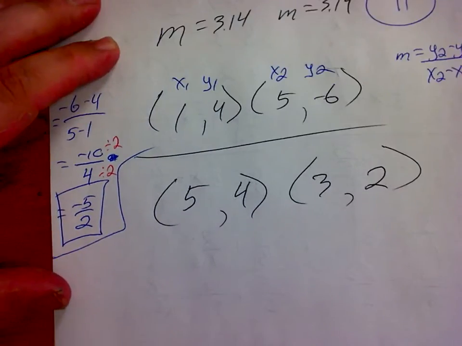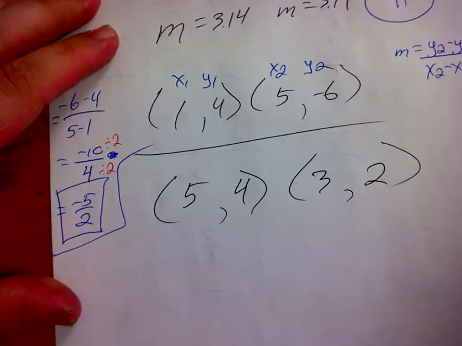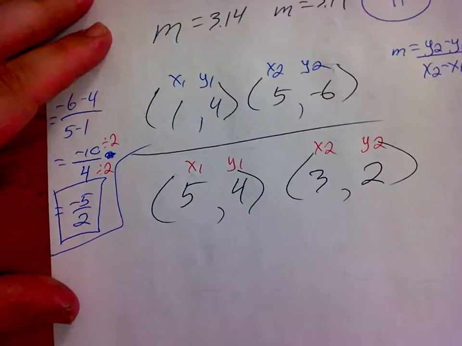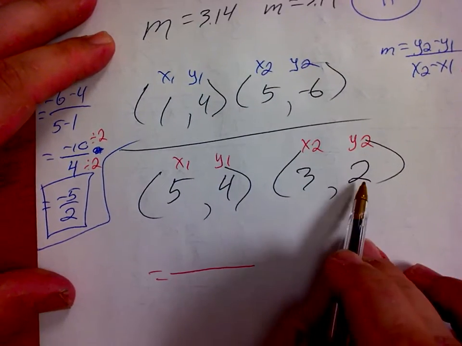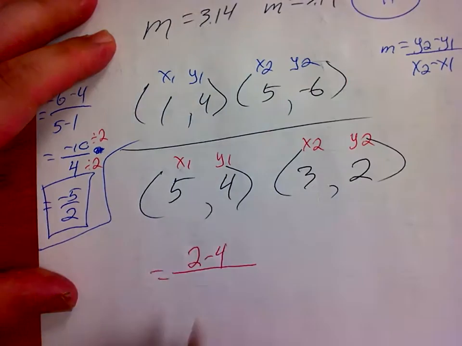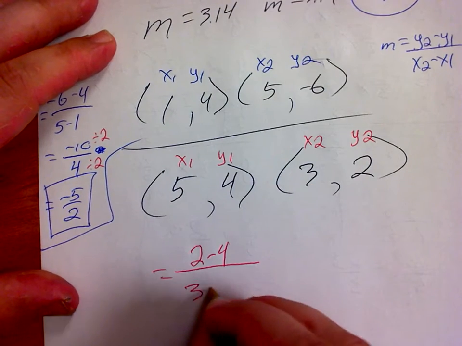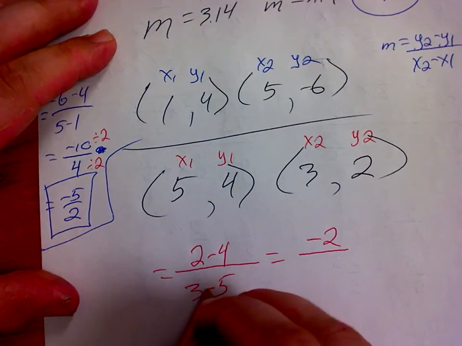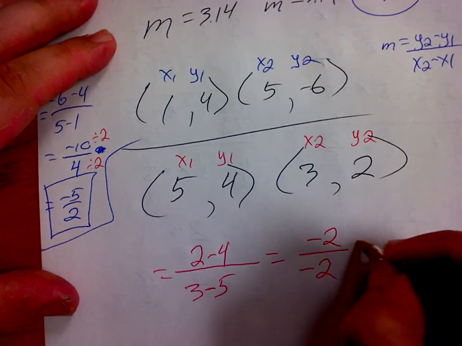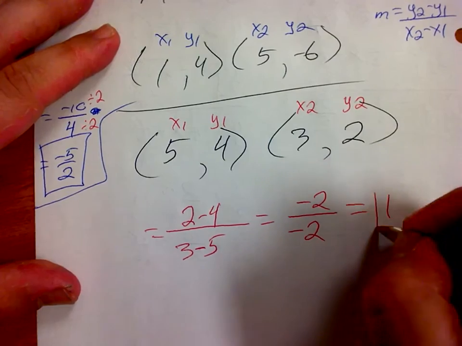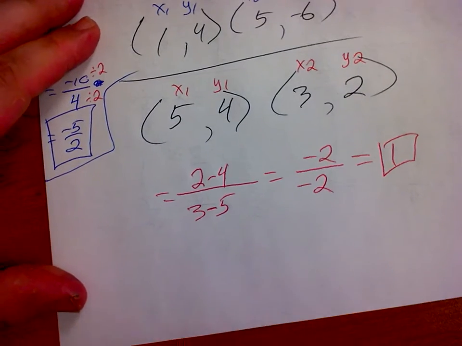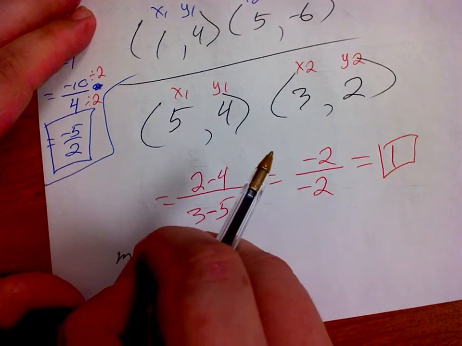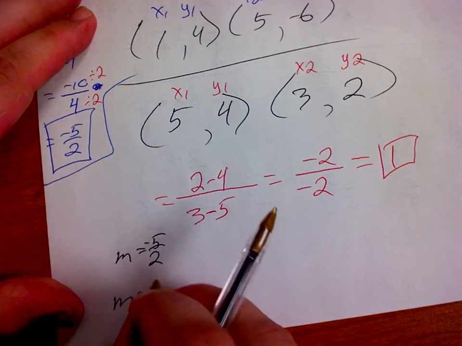All we need to do now is apply that same process to the bottom one here. x1, y1, x2, y2. Let's see what we end up with here. We have y sub 2 minus y sub 1. It's going to be 2 minus 4. X sub 2 minus x sub 1. It's going to be 3 minus 5. 2 minus 4 is a negative 2. 3 minus 5 is also a negative 2. And then anything divided by itself is 1. So our 2 slopes that we have here, okay, we have m is equal to negative 5 over 2, and m is equal to 1.